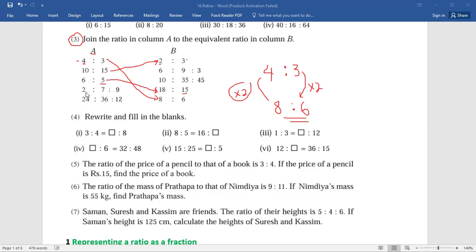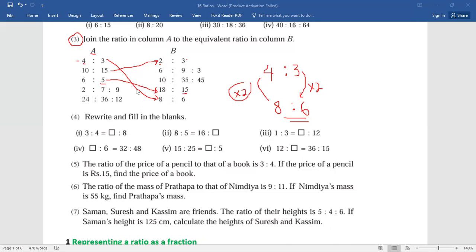Now let's come to where we have 3 ratios. 2 to 7 to 9. Let's see. Can you convert this 2 into 6 easily? Yes. How do you convert? Multiplying by 3. 3 times 2, 6. If you multiply this 2 by 3, you have to multiply this 7 by the same number, which is 3. 3 times 7, 21. So this is not a match.